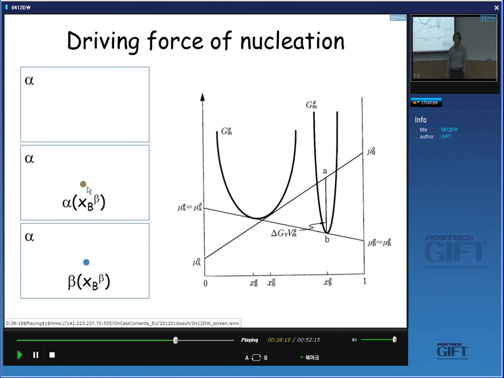Then you can understand this much of free energy drives the second step event. And this much of free energy change is the driving force for the nucleation of beta phase in the alpha matrix. Okay? Not okay?